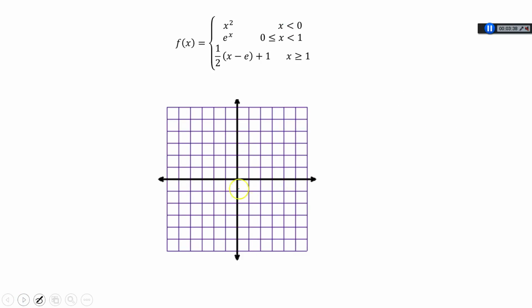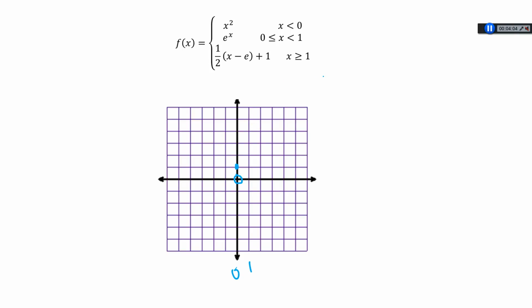All right, so breakpoint at 0, breakpoint at 1. I'm going to plug 0 into this function. When I plug 0 into x squared, I get 0. So that's going to have an open circle. When I plug 0 into e to the x, e to the 0 is 1. That's going to get a closed circle. It's possible that this isn't here at all. You could have 2 open circles, and that would be okay. But in this case, we have a closed circle, because it's less than or equal.